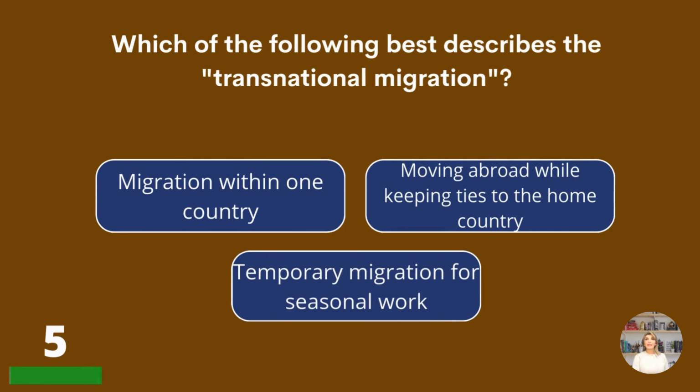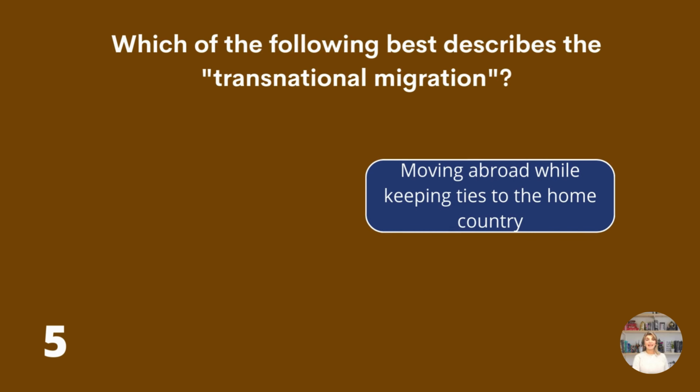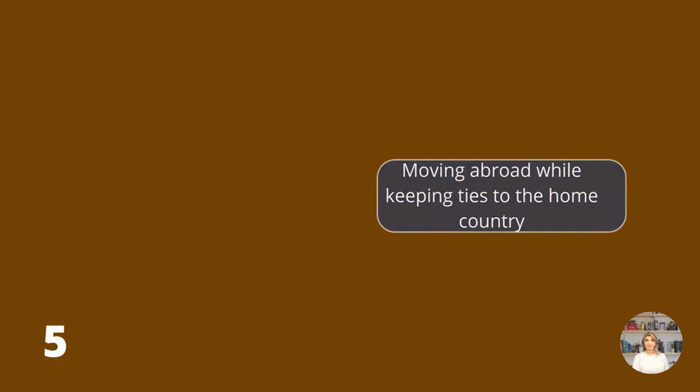Which of the following best describes the transnational migration? Migration within one country, moving abroad while keeping ties to your home country, or temporary migration for seasonal work? Moving abroad while keeping ties to your home country.